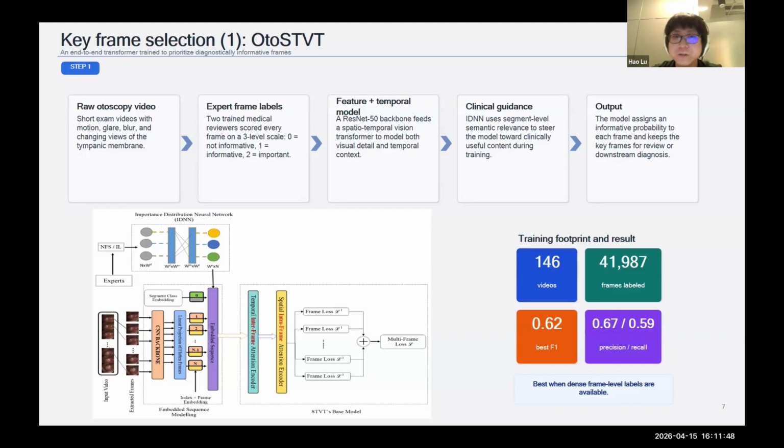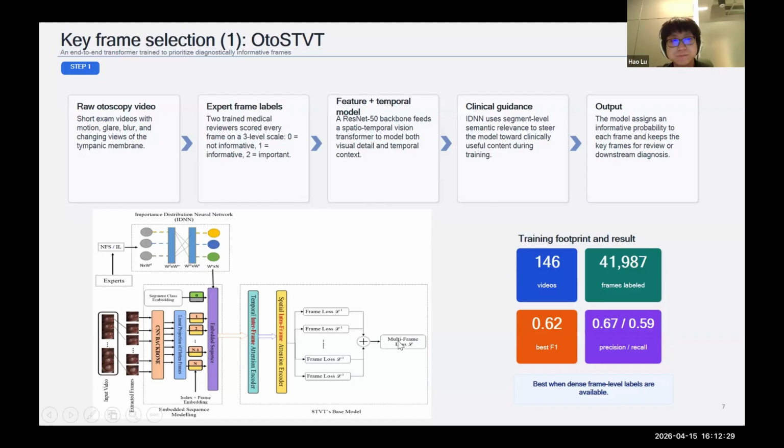frames. So in this work, we select 146 videos because it is really hard to label all the videos. And we labeled more than 40,000 frames. The label contains 0, which means this frame doesn't contain the eardrum or cannot do the diagnosis at all. And 1 means this frame has the eardrum and can do diagnosis. 2 means this frame is very important.